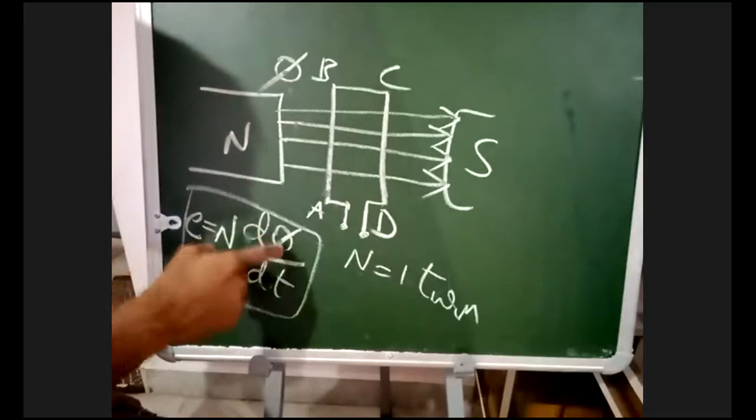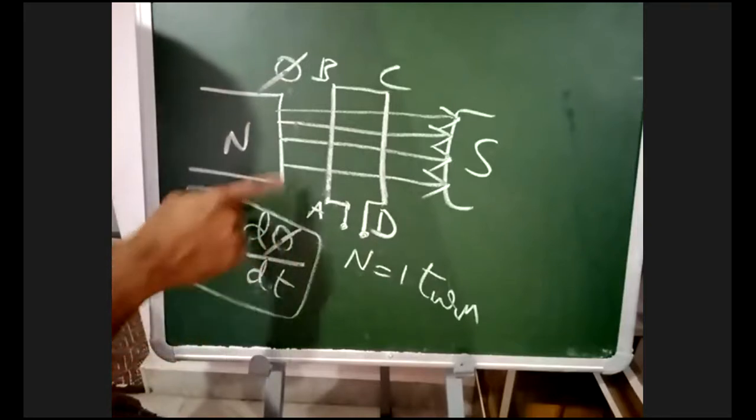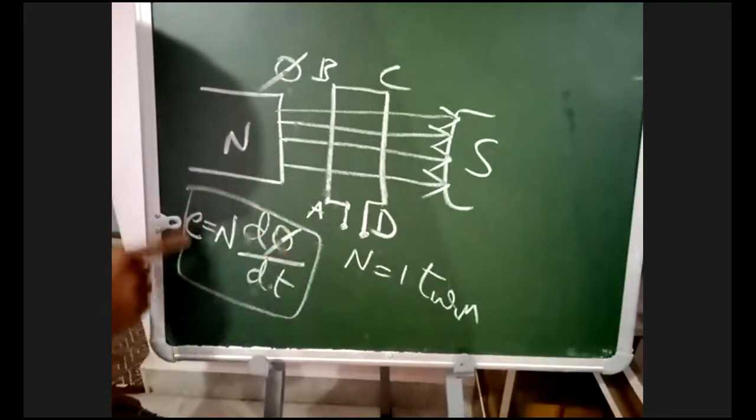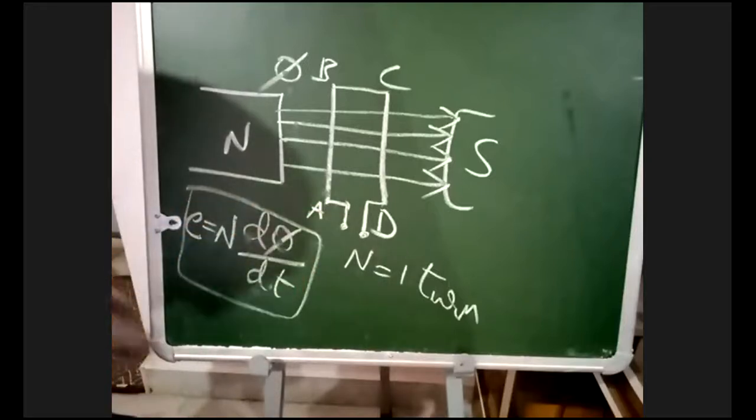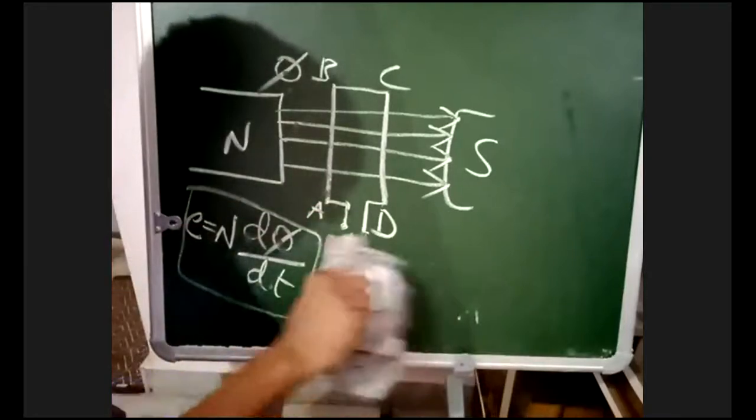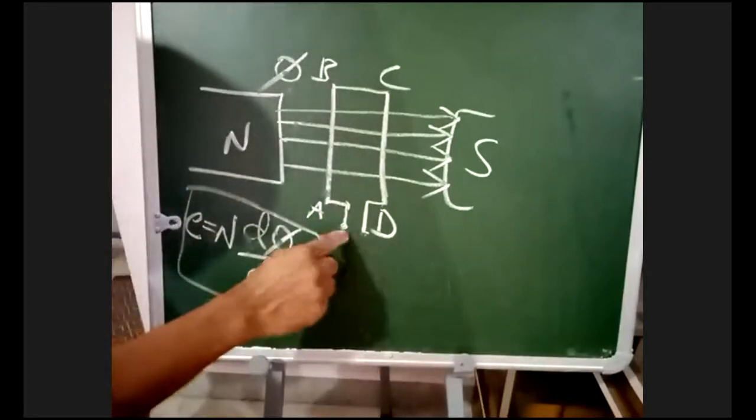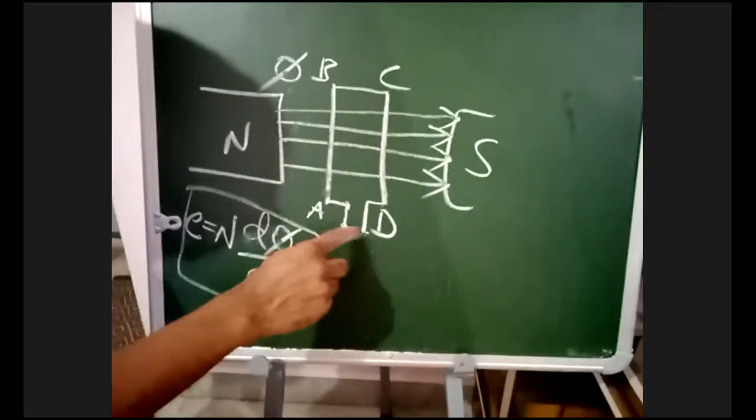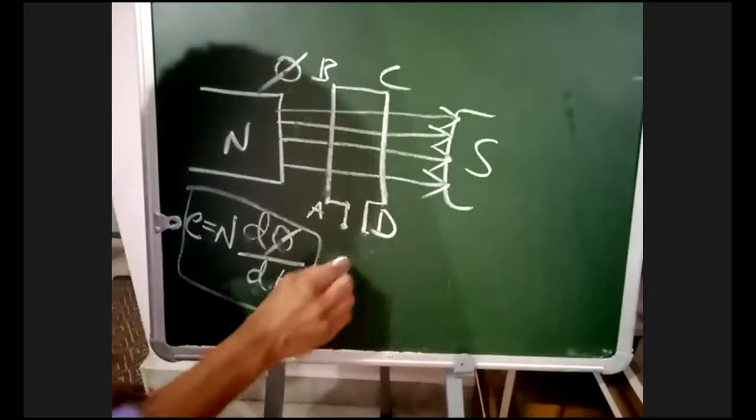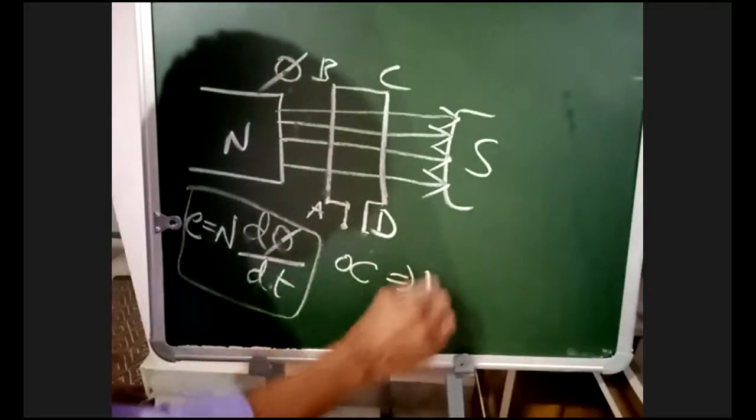dφ is the change in the flux with respect to time. When there is a change in flux with respect to time, some EMF is induced in the conductor. Where is this EMF induced? In the open circuit. Here, in between A and D, the open circuit is there. In an open circuit, will you have voltage or current?